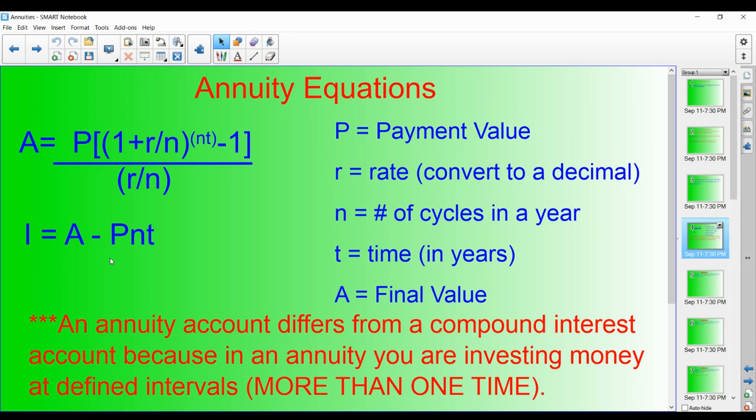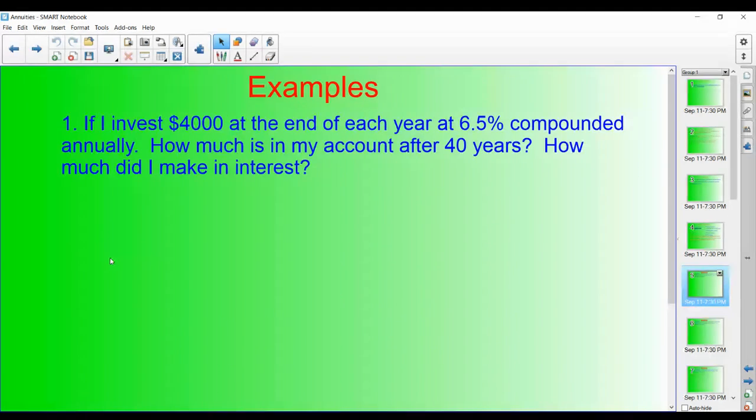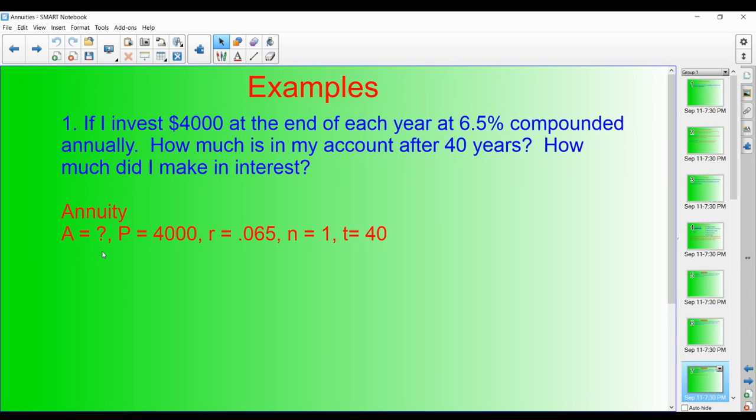Let's look at a few examples. If I invest $4,000 every year and I get 6.5% compound interest, I need to know how much money I'm going to have after I retire. If I start that at 20 and retire at 60, that's 40 years. I want to know how I'm doing. It's an annuity because I'm putting money in at multiple times, once per year. I'm asking for my future value. I know I'm putting in $4,000, so my payment's $4,000 per year. It gives me my rate. I'm doing it once per year, and I'm doing it for 40 years.